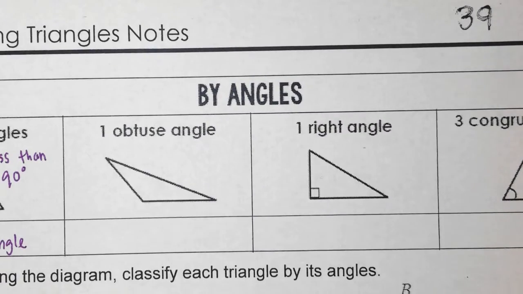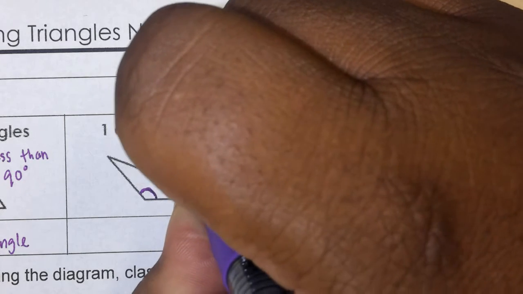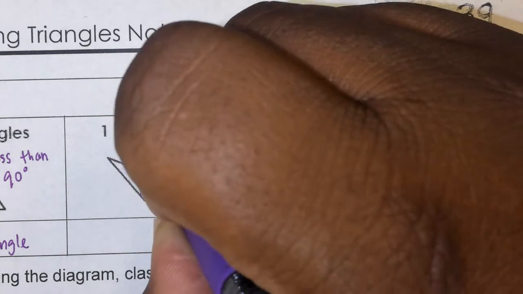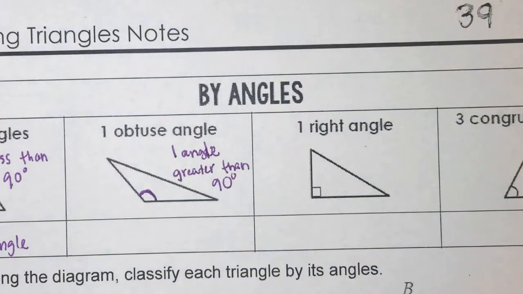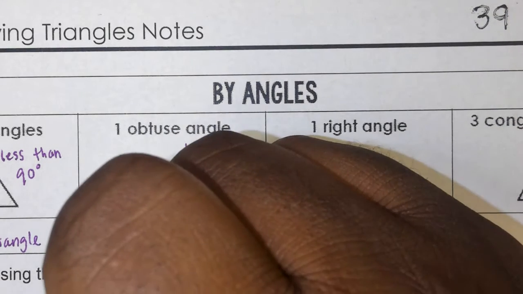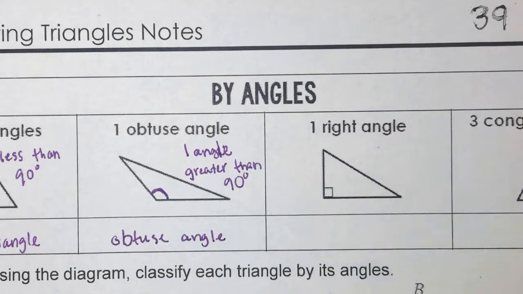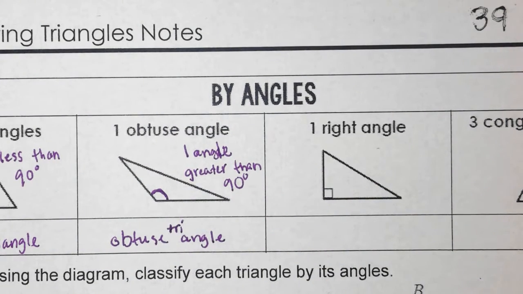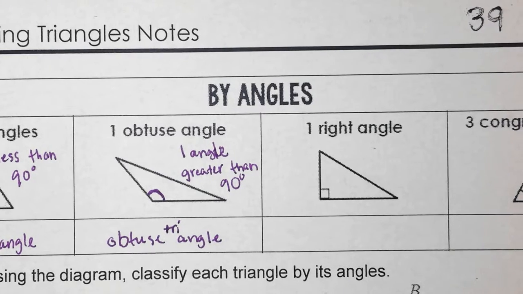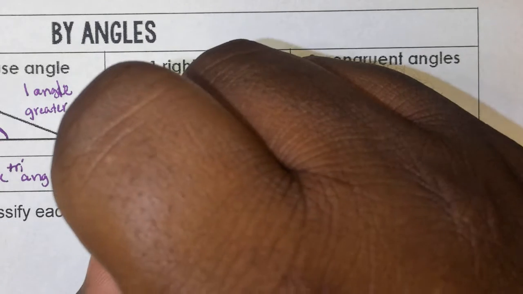If your triangle has one obtuse angle, obtuse meaning one angle greater than 90 degrees, then this is an obtuse triangle. If any one angle is greater than 90 degrees, then the triangle is obtuse. Next one is obvious. You got one right angle in your triangle, then we call that a right triangle.